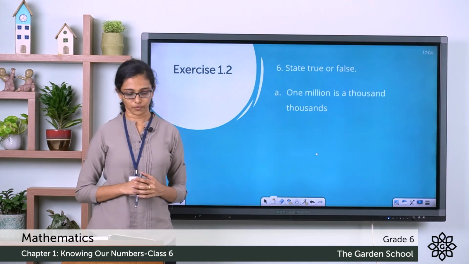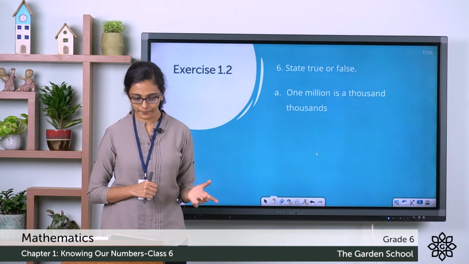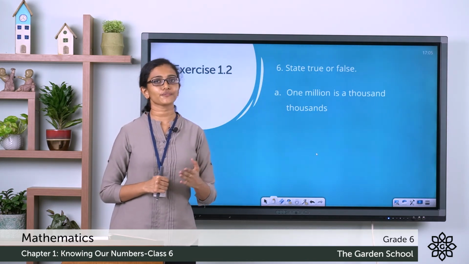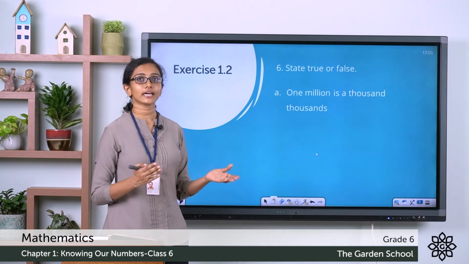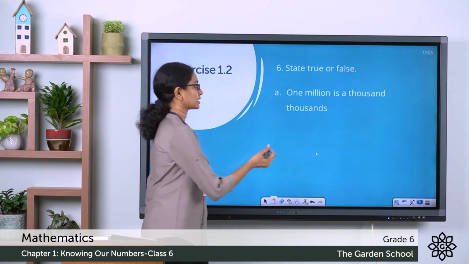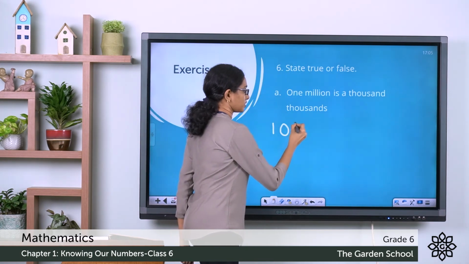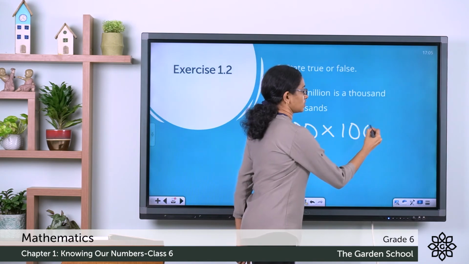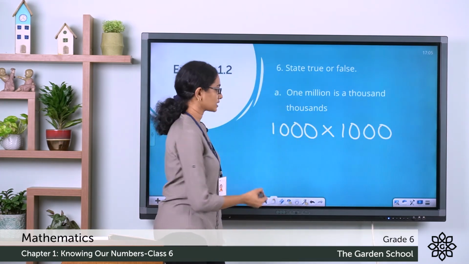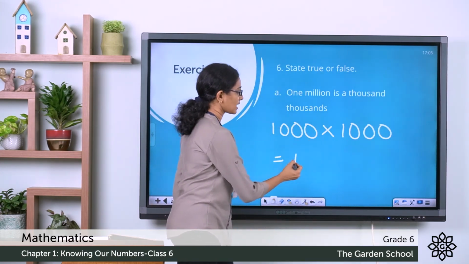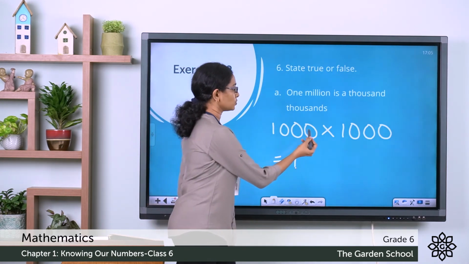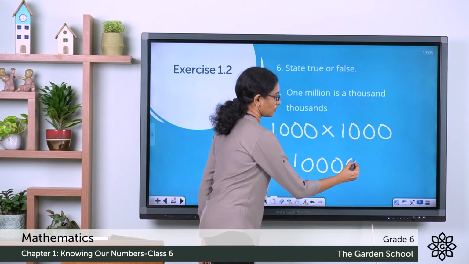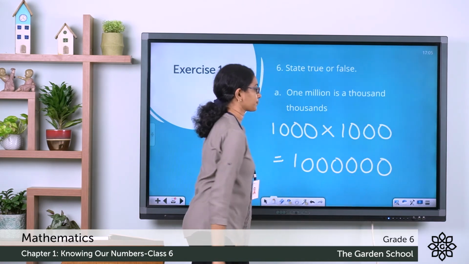State true or false. So the first one, 1 million is 1,000 thousands. Let's check if this is true or false. So let's see what is 1,000 thousands. How do you write that? 1,000 thousands. That is 1,000 into 1,000. What is it? This is equal to 1, and then how many zeros? 1, 2, 3, 4, 5, 6. That is 1, 2, 3, 4, 5, 6.